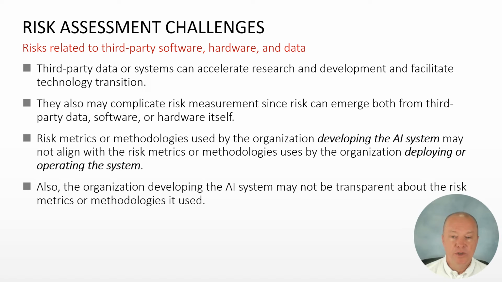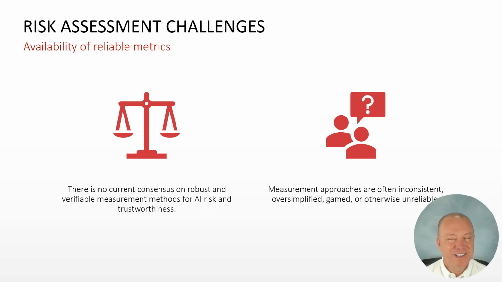Risk metrics or methodologies used by the organization developing the AI system may not actually perfectly align with the risk metrics and methodologies used by the organization that is deploying or operating the AI system. Also, the organization developing the AI system may not actually be fully transparent about the risk metrics or methodologies that it uses or fails to use, for that matter. So we have a problem because the organization that develops the AI system isn't necessarily the organization that is using it, and both of them have their own understanding of what tolerable risk is. Both of them have perhaps differing understandings of risk impacts to consider when they assess, measure, and evaluate risk.